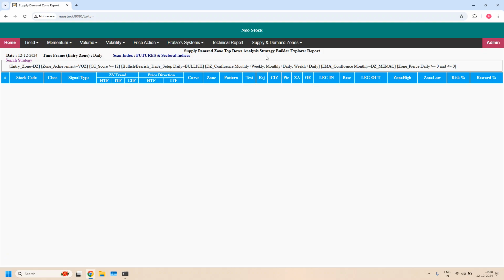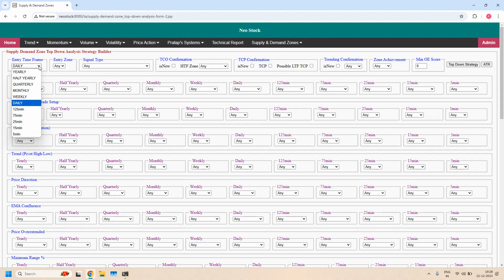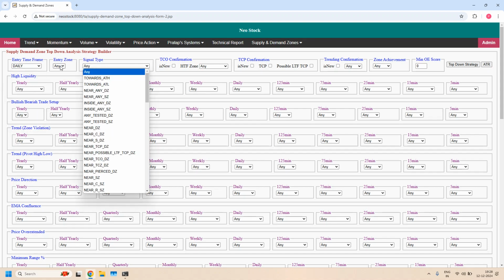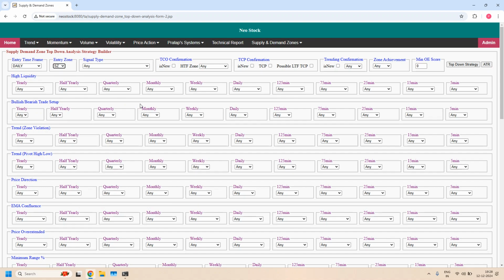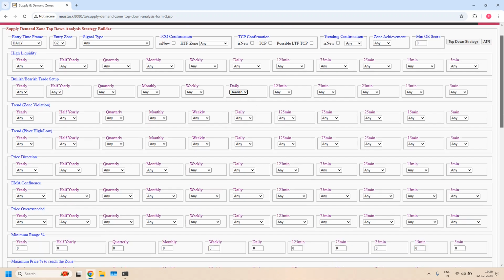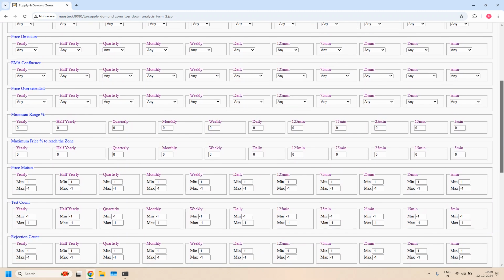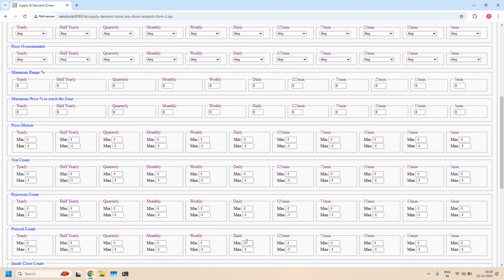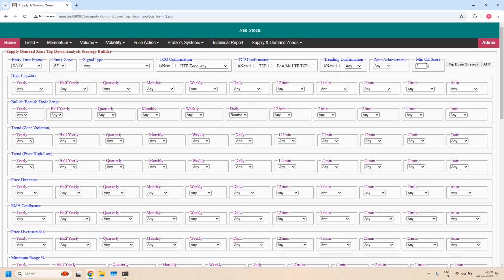Next, bearish trade setup for monthly income trade. Entry time frame daily. Entry zone should be supply zone. In bullish or bearish trade setup at daily time frame, I am selecting bearish. These daily supply zones should not be pierced. So in the pierced count at a daily time frame, I am setting minimum value 0, maximum value 0, and these daily zone achievements should be violated opposing zone. Minimum odd enhancer score 12. All 3 filters are applied to the daily supply zone because you have selected daily supply zone.